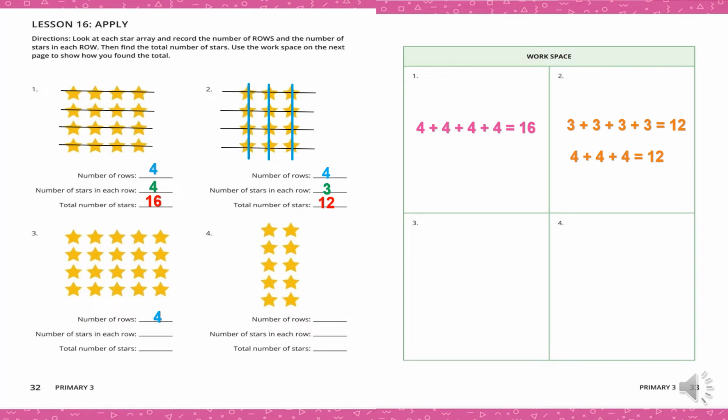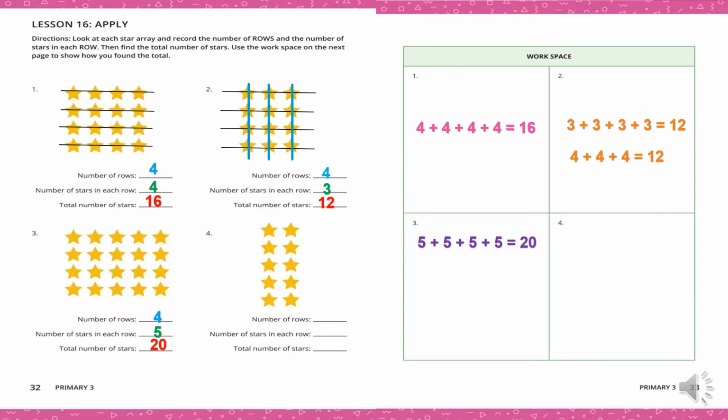Number of stars in each row. 1, 2, 3, 4, 5. Okay, the total number of stars. Now I want to find the total. I have 4 rows, in each row 5. So I can repeat 5 4 times. 5 plus 5 plus 5 plus 5 equals 20.